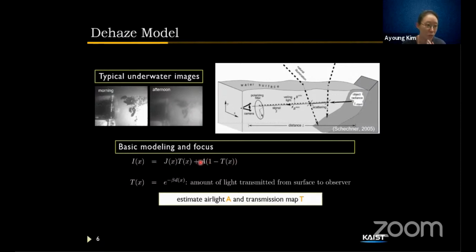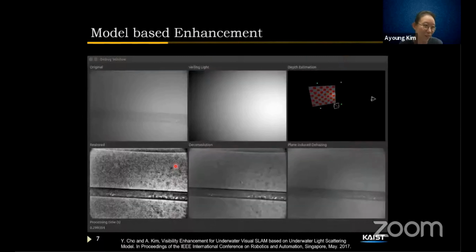What controls the balance between the A and J terms is this T. That's the transmission, which depends on the distance to each pixel. So in other words, if we can know the transmission map T and ambient light A properly, it's easy enough for us to solve this equation in closed form and calculate J. That's easy enough. But things are of course more complicated.